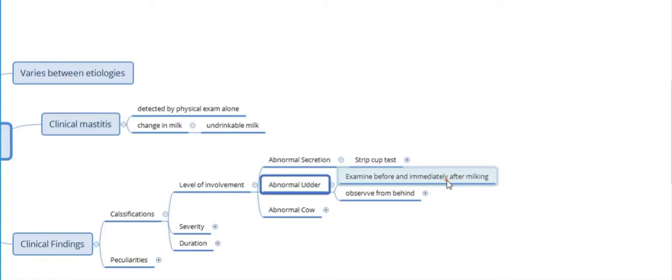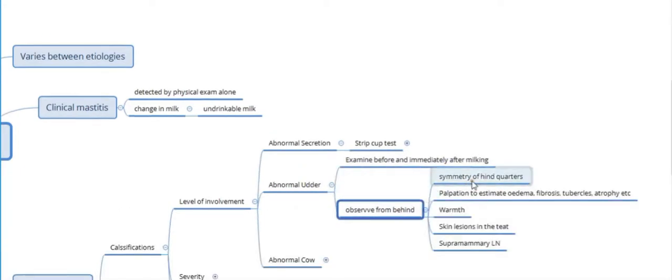Now when it comes to the abnormal udder, you have to examine the udder before and after milking, and the ideal way is to observe from behind the animal and examine for symmetry. That will give an idea if there is edema or atrophy in any one of the quarters. If so, there won't be any symmetry. Ideally the udder should be symmetrical when you examine from behind. Then palpation is done to estimate edema, fibrosis, tubercles, atrophy, etc. The udder should normally be warm. Increased warmth is of course a sign of inflammation. Then you have to examine for the presence of lesions on the teats, and an enlarged supramammary lymph node also points to an abnormal udder.